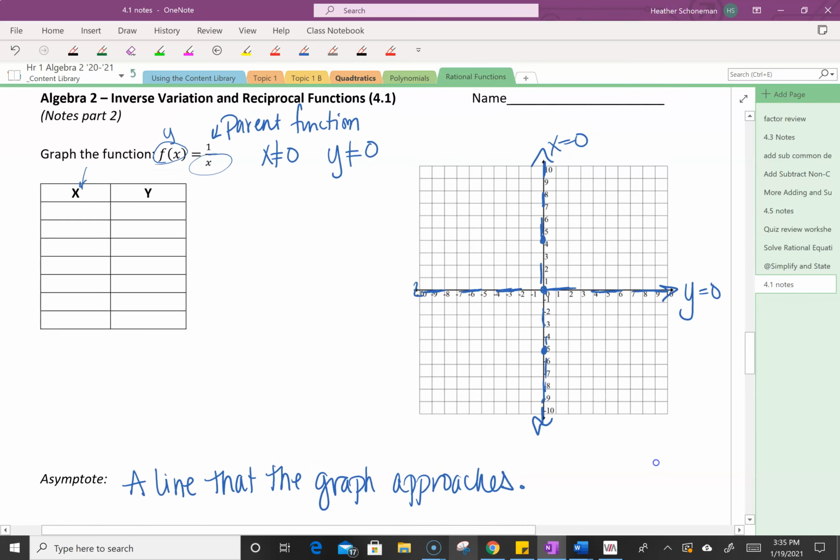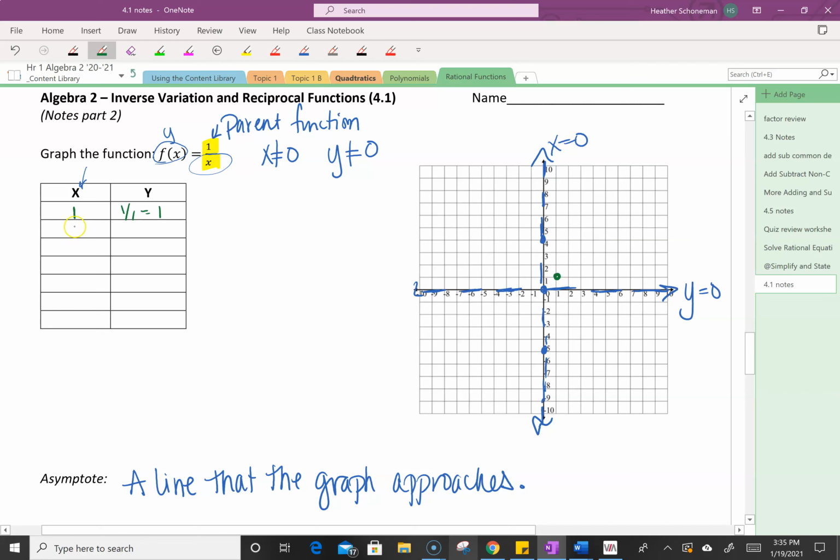Okay, so because this is a parent function, we need to get some actual points that we can plot because we don't know the pattern yet. We will, but we don't know it yet. So we can't plug in 0, so the next easiest number to plug in would be 1. Well, if I plug in 1 to this equation here, I get 1 over 1, which is just 1. So the first ordered pair I'm going to plot is (1, 1).